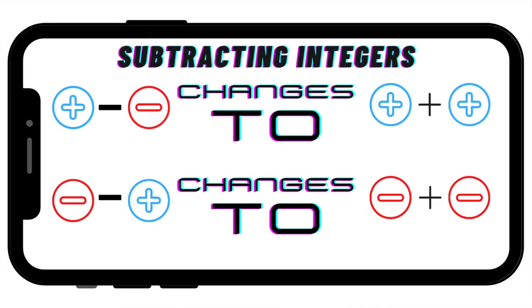So now let's look at what happens if our signs are different. So if we have a positive minus a negative, that changes to a positive plus a positive. And if we have a negative minus a positive, that changes to a negative plus a negative. So that kind of seems a little easier. But let's look at some examples.